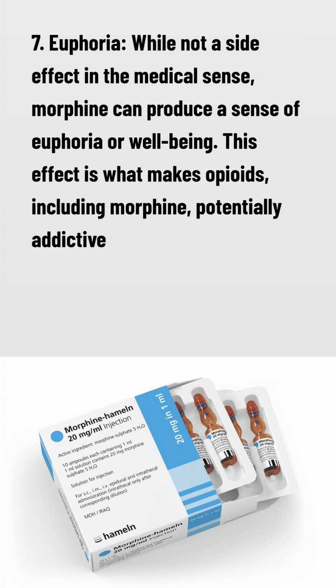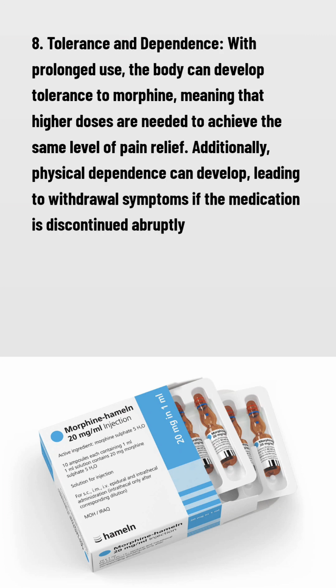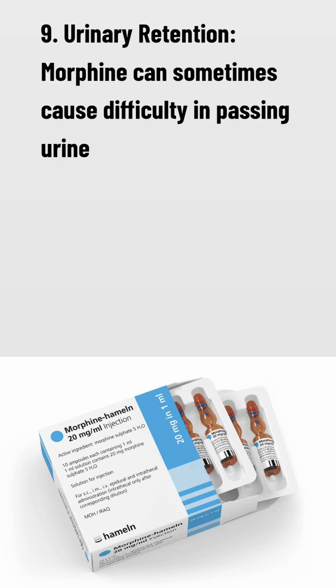7. Euphoria. While not a side effect in the medical sense, morphine can produce a sense of euphoria or well-being. This effect is what makes opioids, including morphine, potentially addictive. 8. Tolerance and dependence. With prolonged use, the body can develop tolerance to morphine, meaning that higher doses are needed to achieve the same level of pain relief. Additionally, physical dependence can develop, leading to withdrawal symptoms if the medication is discontinued abruptly. 9. Urinary retention. Morphine can sometimes cause difficulty in passing urine.